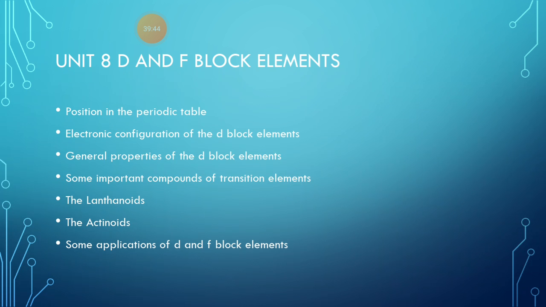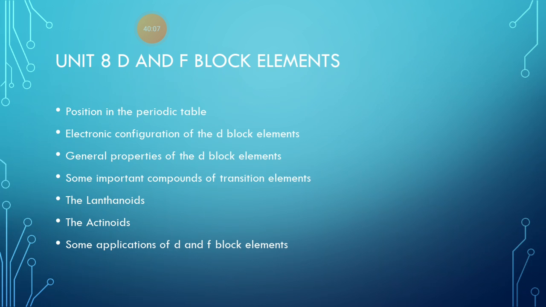Some important compounds of transition elements. Here we are going to learn about two compounds: one is potassium dichromate and another one is potassium permanganate. So the preparation of potassium dichromate, the preparation of potassium permanganate, and the chemical properties of potassium dichromate and permanganate we are going to learn over here.